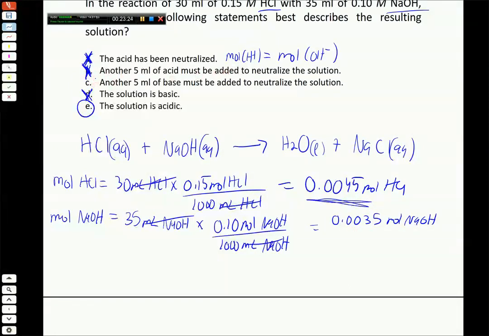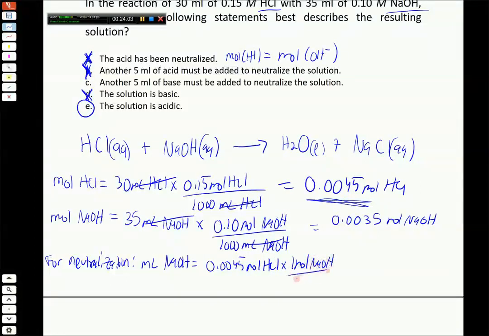Now let's verify that choice C is incorrect. So choice C says another 5 milliliters of base must be added to neutralize. We know that we need more base to neutralize the solution. Let's figure out how much more we need. So for neutralization, which means equal numbers of moles of acid and base, the milliliters of the NaOH solution that we need in total, so this is the total amount that we would need, we have, again, 0.0045 moles of HCl, one mole of NaOH per mole of HCl needed. That's the 1-to-1 ratio from the chemical equation.